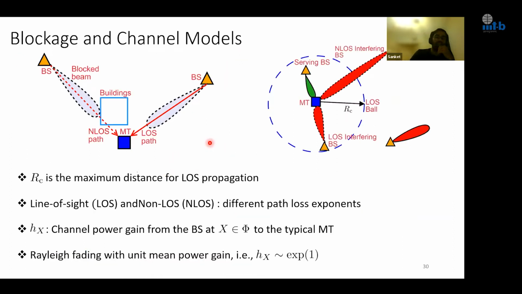Now, certainly, as I was saying earlier, blockage is a key impediment in mmWave. So what does blocking mean? There is a base station here, and there is a mobile terminal here. And let's say there is a building here. This user is served by this base station, but now this beam is blocked by this building. So we call this path a non-line of sight path.